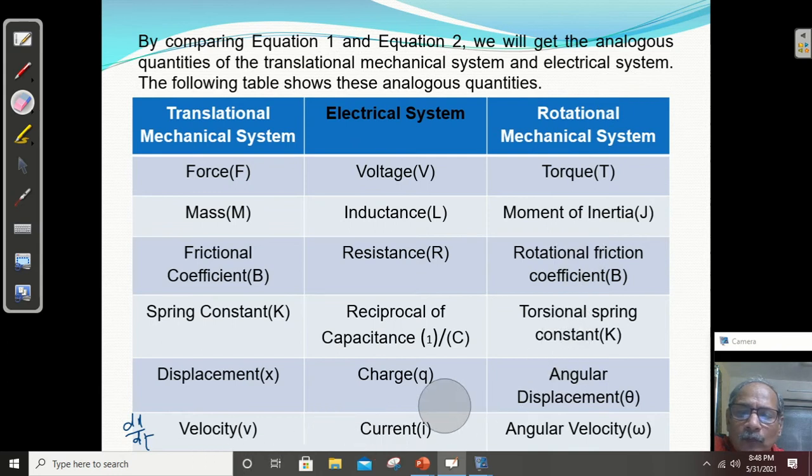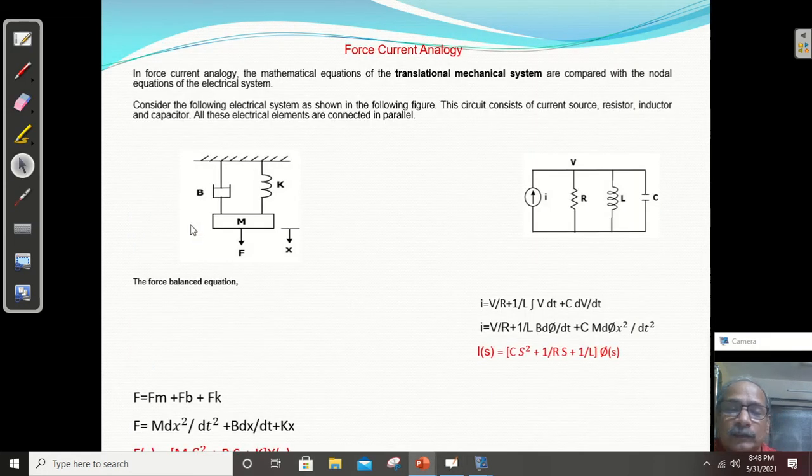Okay. Now next part I am going to develop, that is the force current analogy. Force current analogy means voltage is converted into current. That is the duality we have studied in network analysis. R will be converted into 1 upon R, L will be converted to C, C will be converted into L, like that. So voltage will be converted into current.